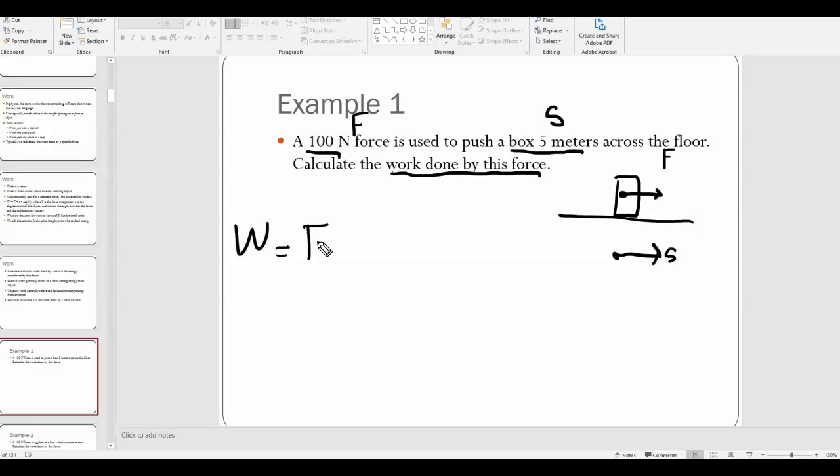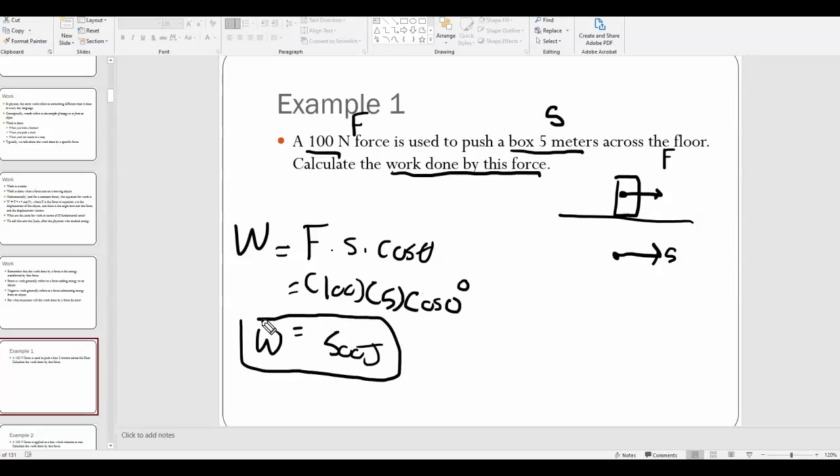Okay, so Fs cosine theta. Very simple calculation. F is 100. The displacement is 5. What is theta in this case? Well, if F is to the right and S is to the right, the angle between those two vectors is 0 degrees. And it just so happens that cosine of 0 degrees is 1. And so we have 100 times 5 times 1, which is 500 joules.